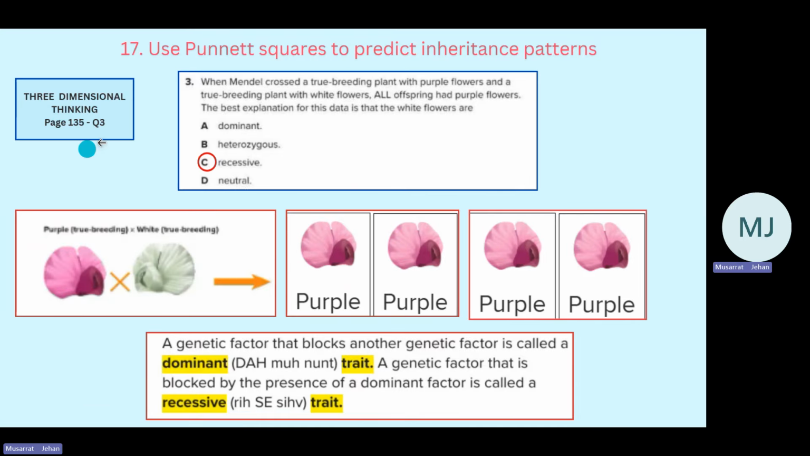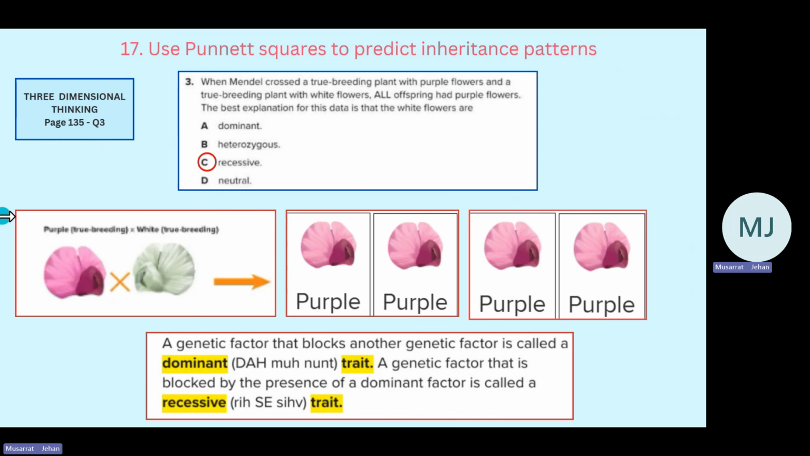Now page 135, question number 3. When Mendel crossed a true breeding plant with purple flowers and a true breeding plant with white flowers, all offspring had purple flowers. The best explanation for this data is that white flowers are what? Now, true breeding is when he is crossing the same color always, and he's always getting the same color.